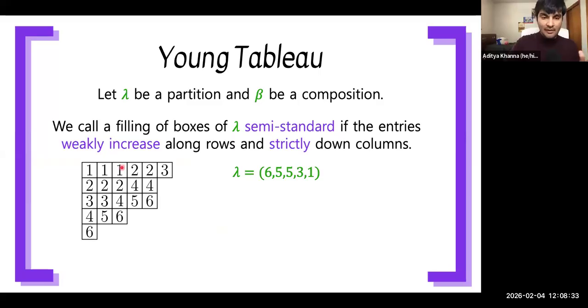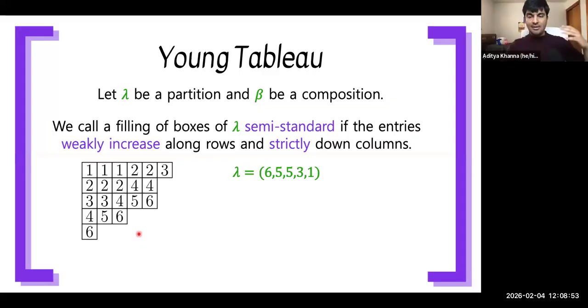In this case, what are we filling? We are filling this particular shape. And what is this diagram? It has 6 boxes in the top, 5 in the second row, 5 in the third row, 3 in the fourth row, and 1 in the last row. And so this is the shape, the diagram. And now let's see how we are filling this diagram.